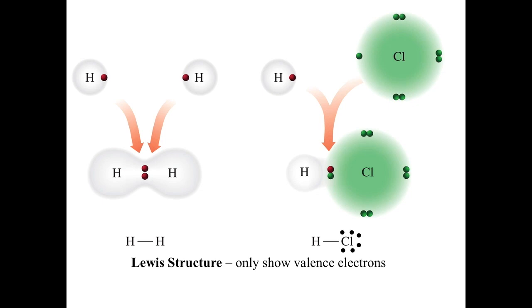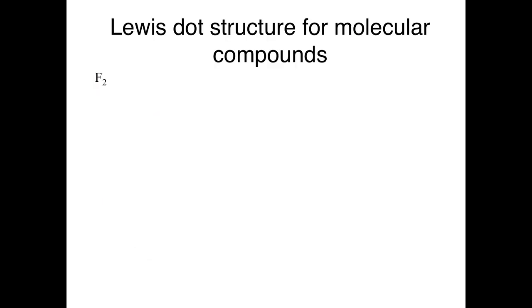You can consider these electrons solely belonging to chlorine, whereas that line between hydrogen and chlorine represents a pair of 2 electrons that are shared between hydrogen and chlorine. Let's have some more practice with drawing Lewis dot structures of molecular compounds.